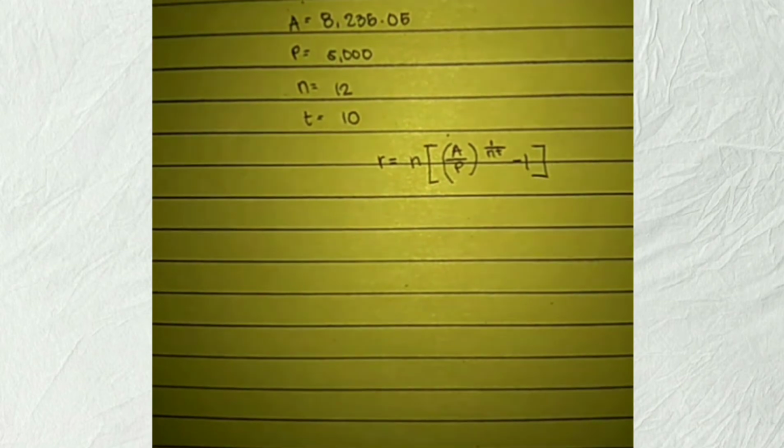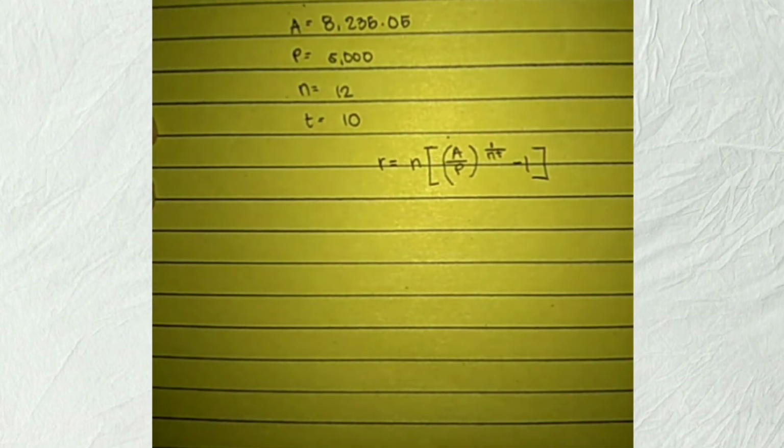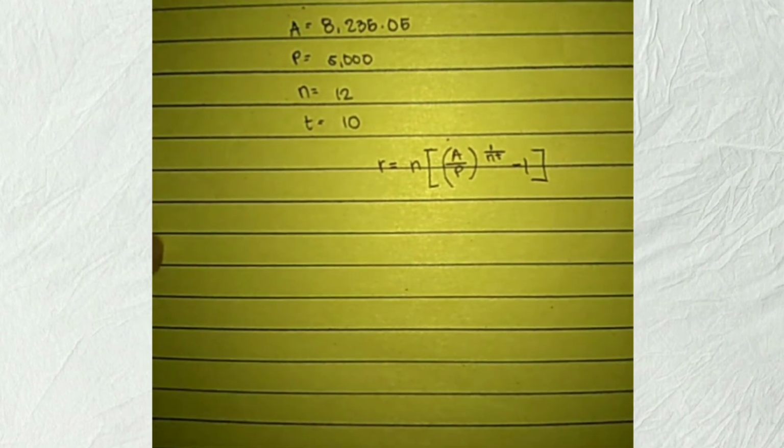Pag ang interest rate ang nawawala, iba ang formula na gagamitin natin. The formula for interest rate is R equals N multiplied by ((A over P) exponent of 1 over N times T, minus 1). Let's use the given values and let's assume na wala ang interest rate ng given example kanina sa pagkuha natin ng value of investment. Tingnan natin kung makukuha natin ang interest rate niya using the new formula.